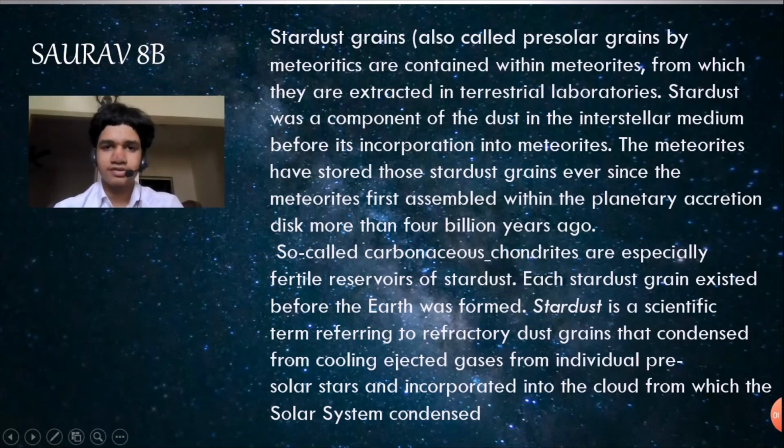My name is Saurav. Stardust grains, also called presolar grains by meteoriticists, are contained within meteorites, from which they are extracted in terrestrial laboratories. Stardust was a component of the dust in the interstellar medium before its incorporation into meteorites. The meteorites have stored these stardust grains ever since the meteorites first assembled within the planetary accretion disk more than 4 billion years ago. So-called carbonaceous chondrites are especially fertile reservoirs of stardust. Each stardust grain existed before the Earth was formed.